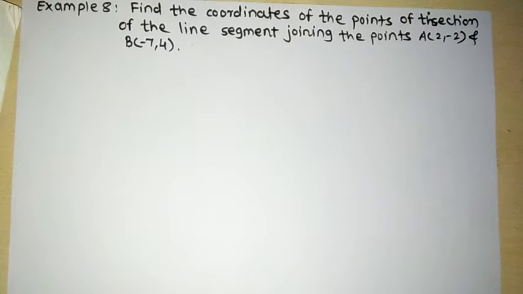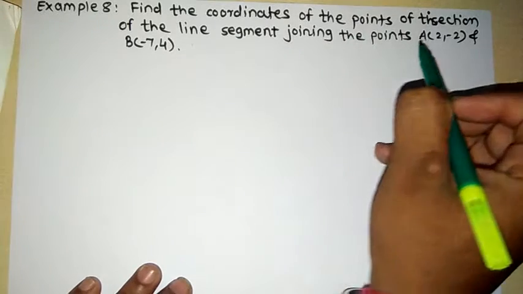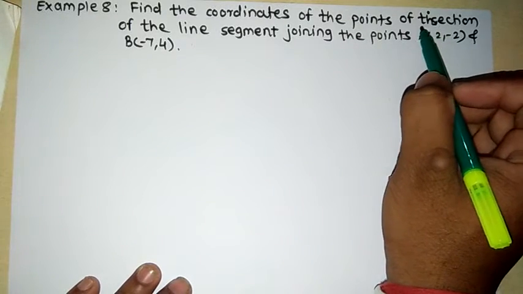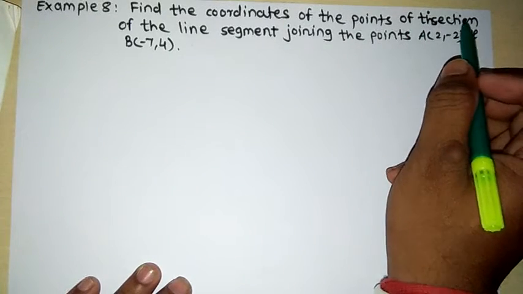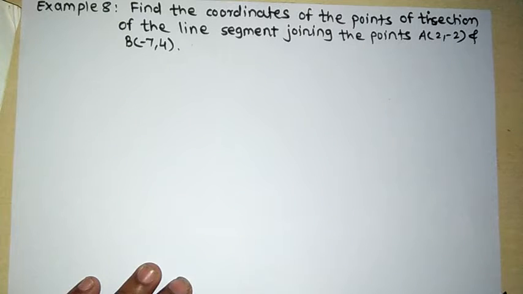Okay, now we will see example number 8. See, in example number 8 what is asked here. Here, find the coordinates of the points. We have to find the coordinates of the points of trisection. What is the meaning of trisection? Trisection means we have to divide the given line segment in the 3 equal parts. That is trisection.